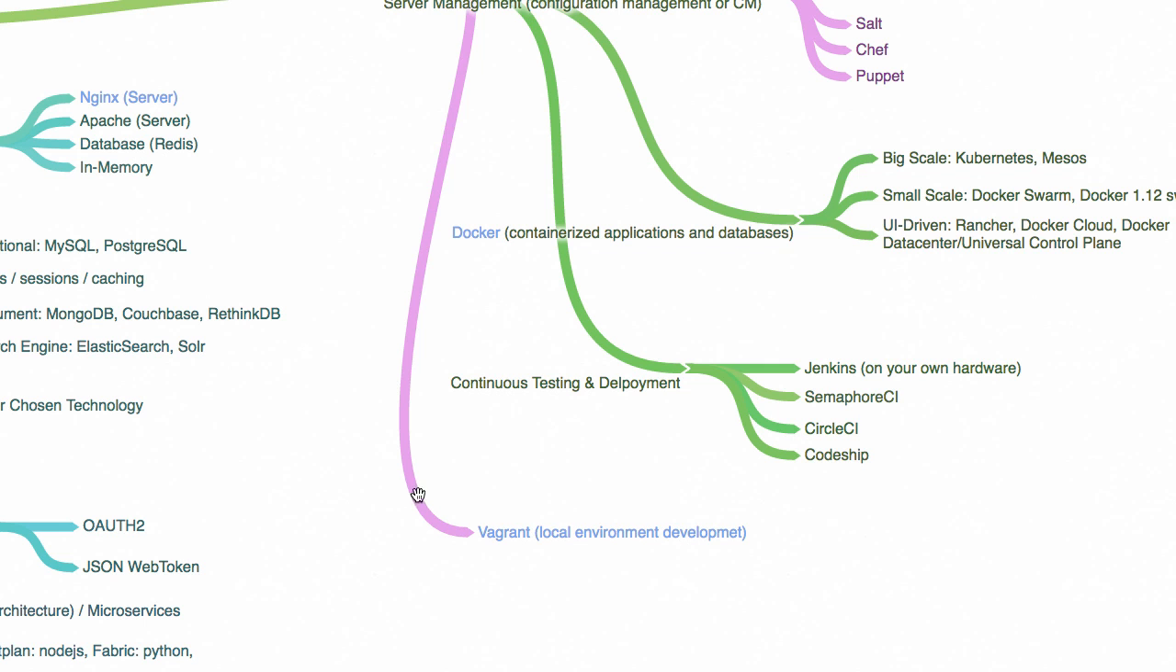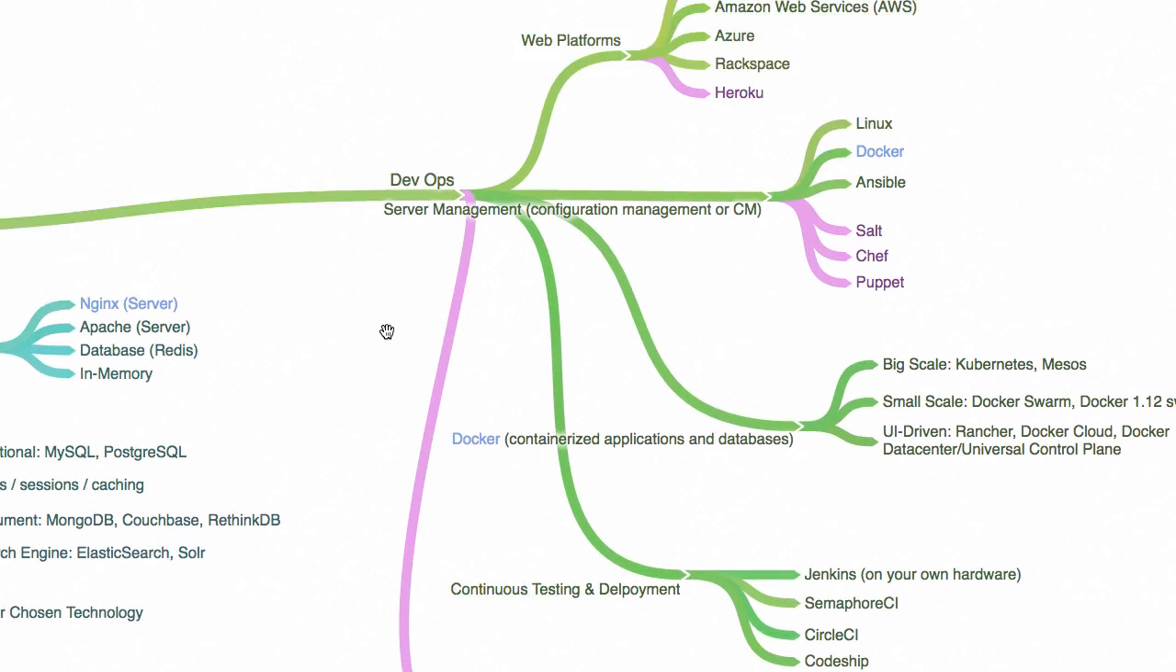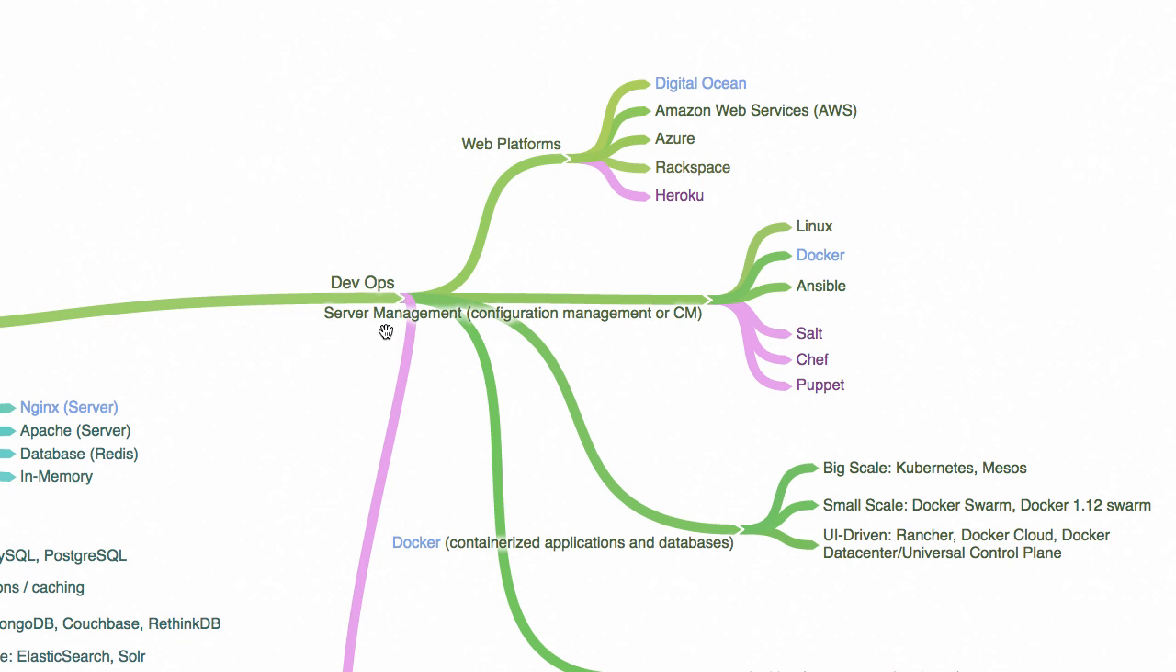Vagrant, I gave this the odd color because you really don't need to know Vagrant anymore. Docker is, in my opinion, the replacement for Vagrant. It's a good thing to be aware of in case you come across a legacy application that used Vagrant, but I think Docker is the thing to learn. And then if you do want to learn any kind of enterprise level configuration management, learn Ansible, Docker, and of course you've got to know Linux to do that.